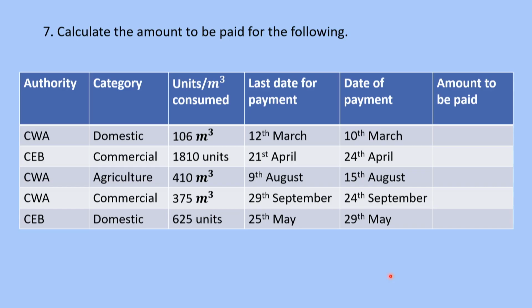For question 7, you have CWA and CEB mixed together and you're given the category and the units used. You're also given the last day for payment and the date when the payment was effected. So you're given, for example, here the 12th March was the last day and the payment was done on 10th March. So the bill was paid on time. For example, here, the last date for payment was 9th August, but the payment was made on 15th August. So this means that the payment was made late and there will be a surcharge, a fine.